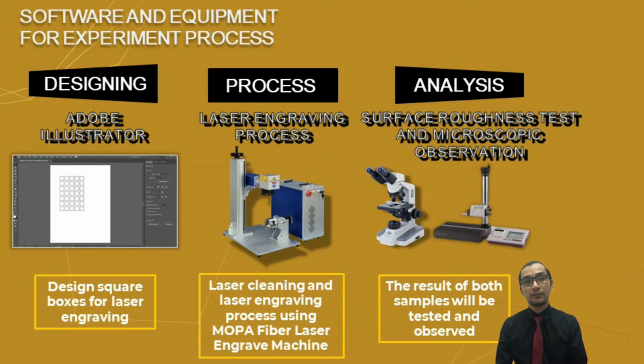Next is the laser engraving process. The laser engraving uses the MOPA fiber laser engraving machine with different laser parameters, which I will show on the next slide. Then lastly, the analysis. The analysis is made with the surface roughness test and microscopic observation.